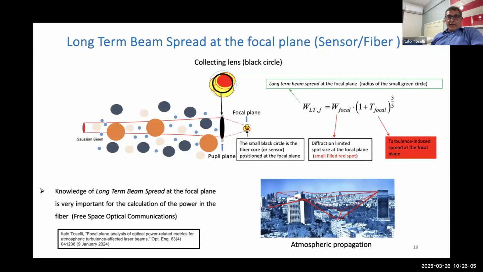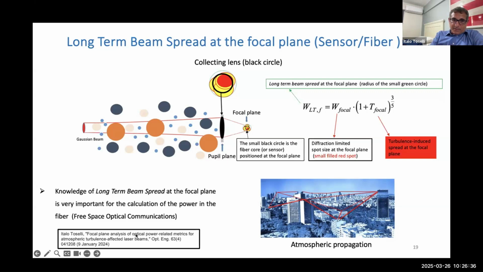Now, what I showed you before was at the pupil plane, at a distance half of the transmitter. For practical applications, for example free space optical communication, your fiber or your sensor is located at the focal plane. I don't have time to show you this, but if you want to know the spot size on the focal plane after propagation in turbulence, the approach is very similar, but you have to use the ABCD matrix formulation.